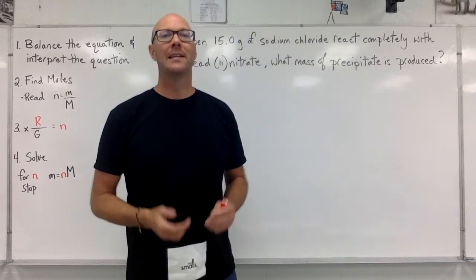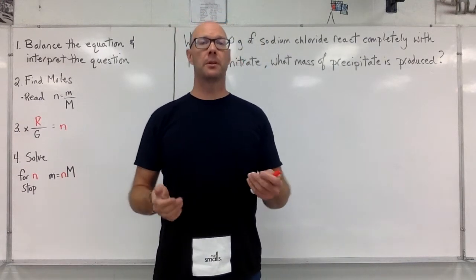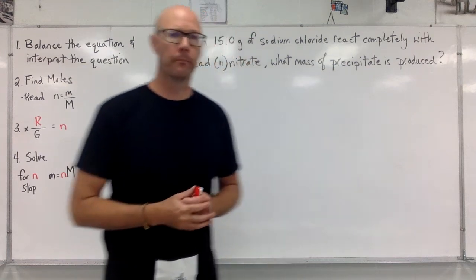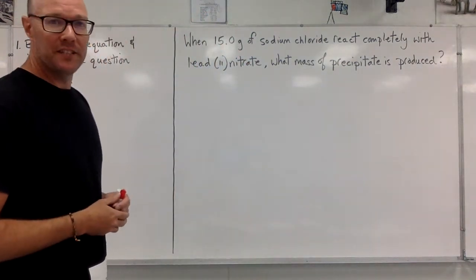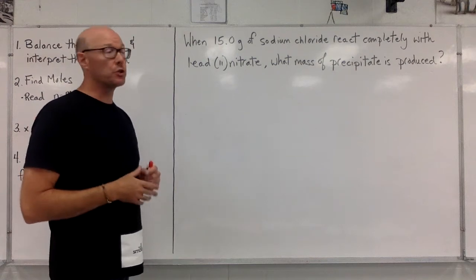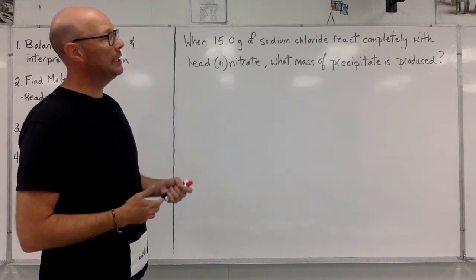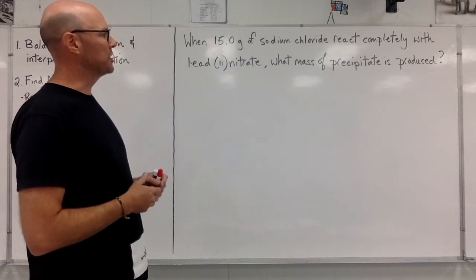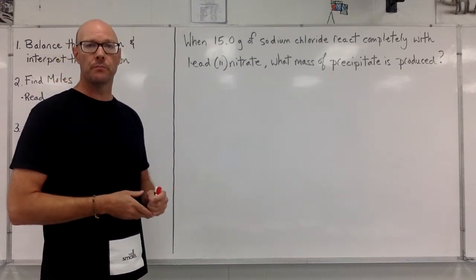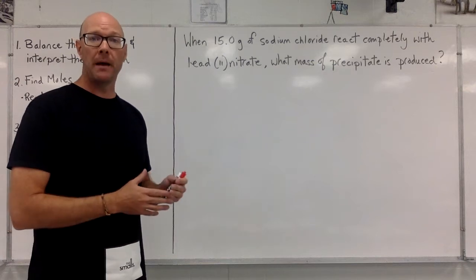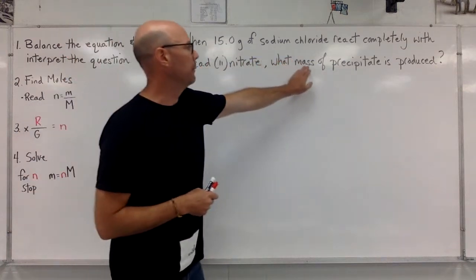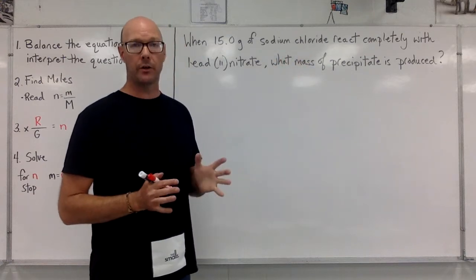Hi everyone. This is an example of a mass-to-mass stoichiometry problem. Here we go. When 15.0 grams of sodium chloride react completely with lead 2 nitrate, what mass of precipitate is produced? This is a mass-to-mass question because it starts with mass of one chemical. We're looking for the mass of another chemical.